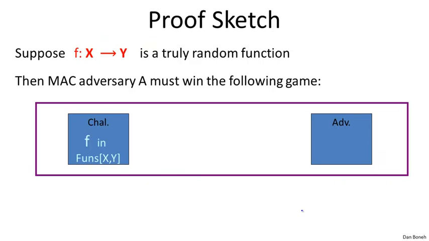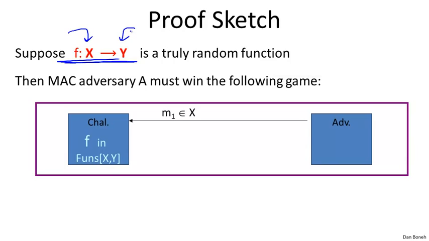So now the proof of this theorem is really simple. So let's just go ahead and do it. So in fact, let's start by saying that suppose instead of a PRF, we have a truly random function from the message space to the tag space. So this is just a random function from X to Y that's chosen at random from the set of all such functions. Now let's see if that function can give us a secure MAC.